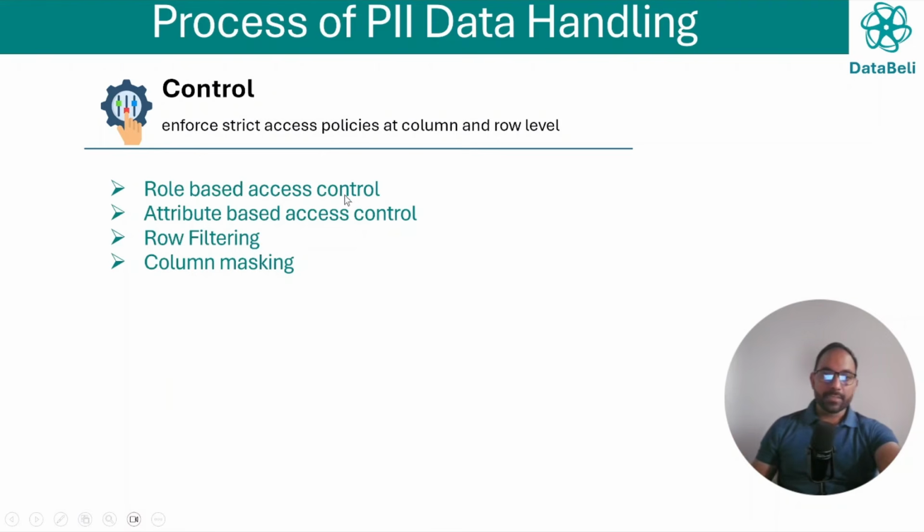So role-based access control and these two are used as a combination. Because the user groups, that is part of the role-based access control only, which we use in row filtering and column masking. So let's check out their demo now.